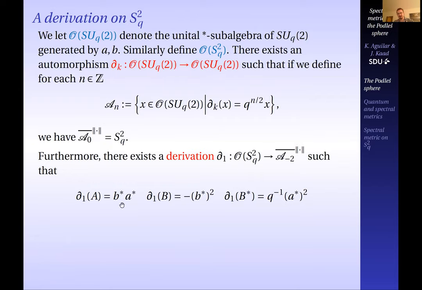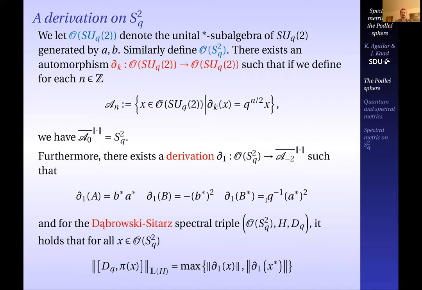And notice here, you see explicitly that these are not elements. Well, I mean, you can check, but you put in an element from the Podleś sphere and you get elements that are not elements of the Podleś sphere. Anyway, on the polynomial subalgebra, you can recover Dabrowski's tetrarch, well, the norms of the bounded commutators. You can recover them with this derivation here. It's just the max of the norms of plugging into this derivation.